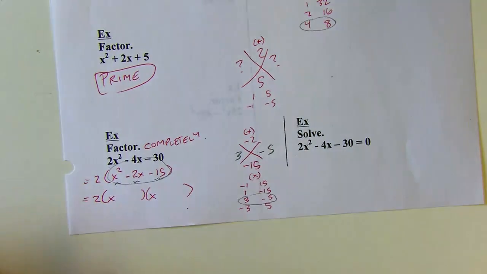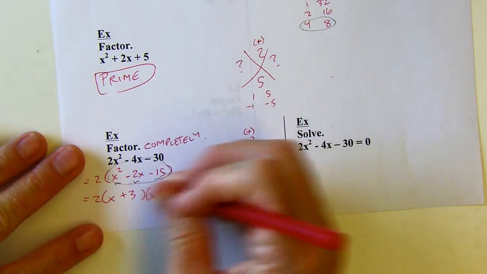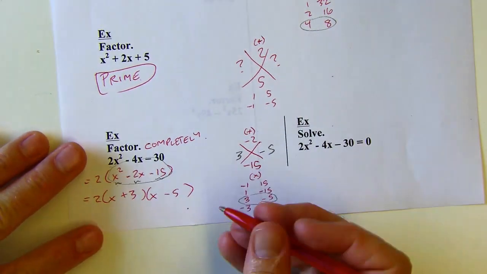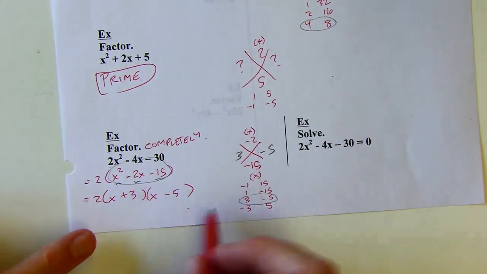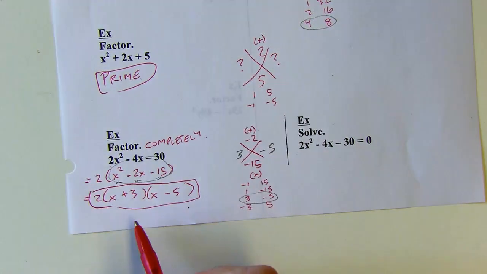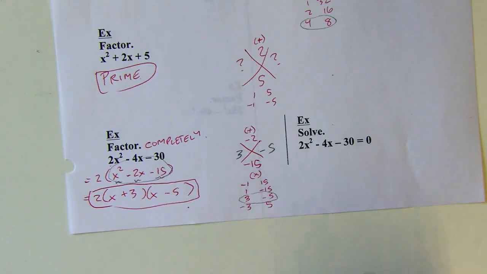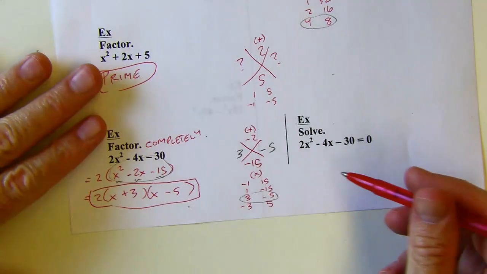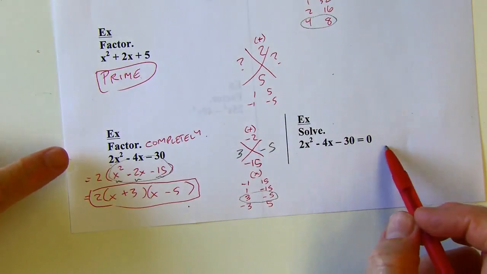Okay, so I've got a positive 3 and a negative 5. Okay, now this doesn't say solve, and I'm looking at this, it's completely factored. I can't break any of the pieces up more, so that is finished. Okay, now, next problem, same thing, except now it's equal to 0.